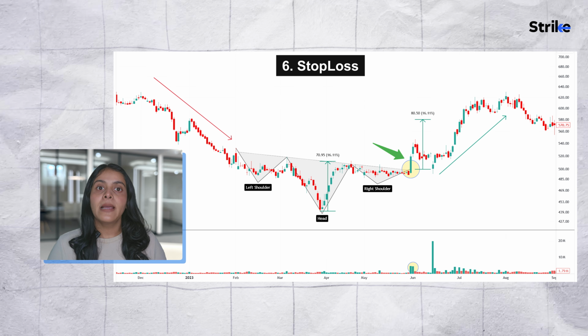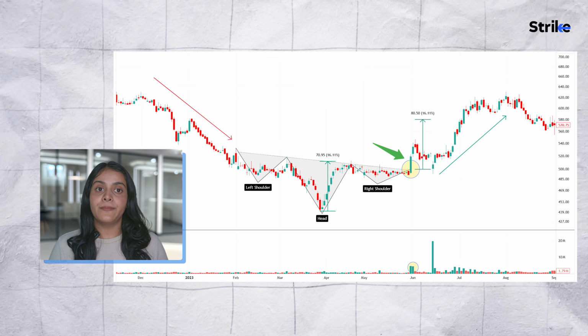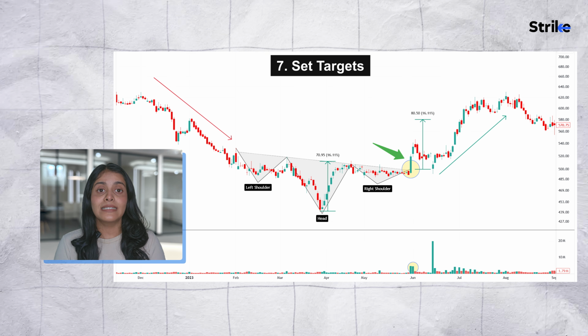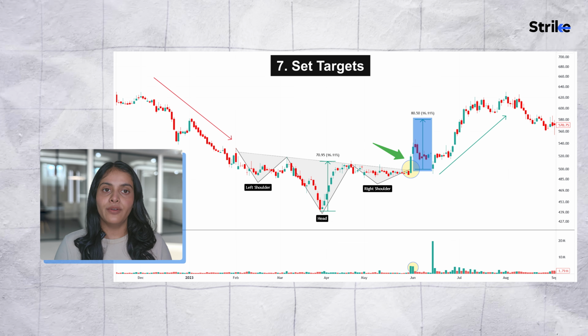Step 6. Stop loss. Place the stop loss below the right shoulder, which invalidates the bullish setup. Step 7. Set targets. Use the measured move technique. Measure the distance from the head to the neckline, then project the same distance upward from the breakout.